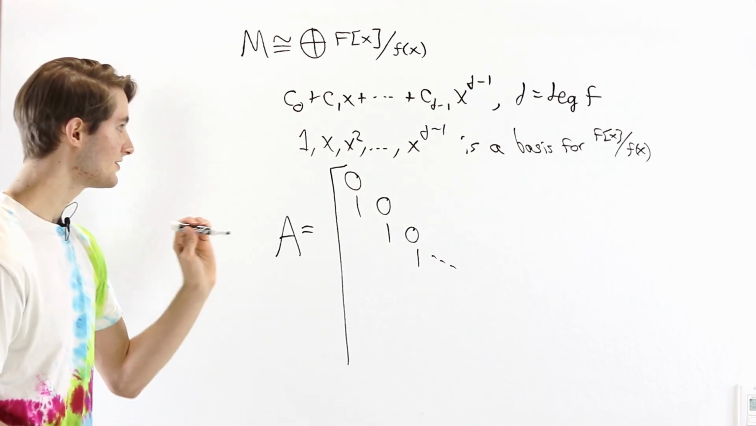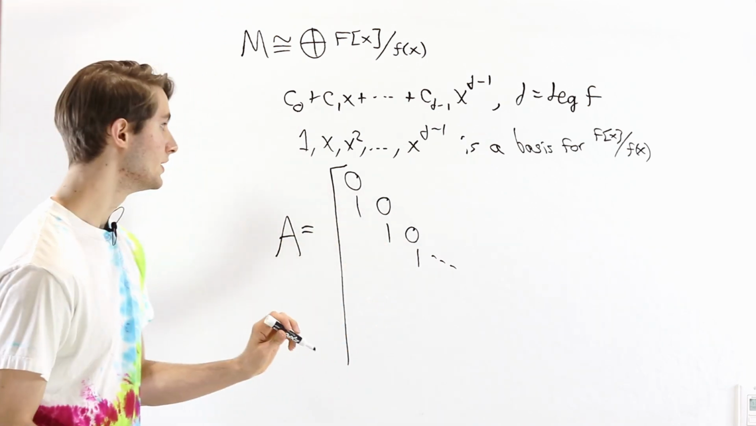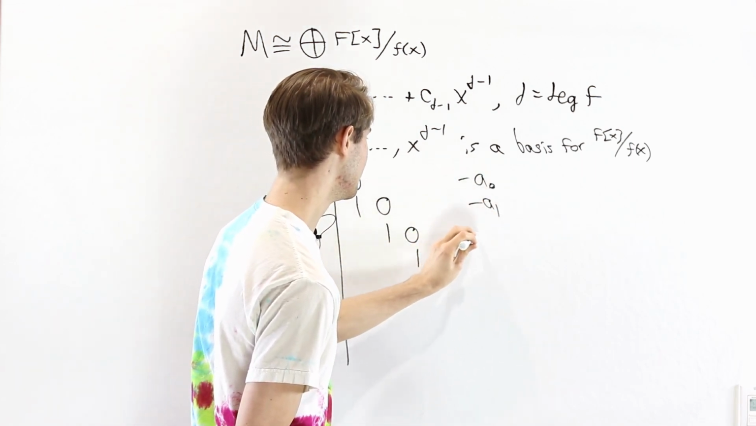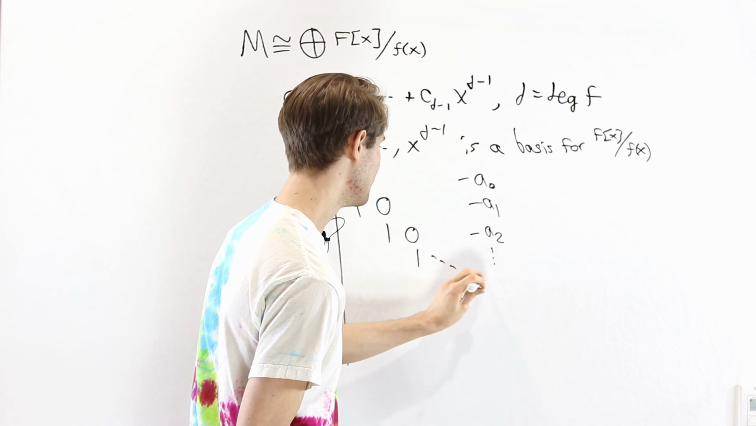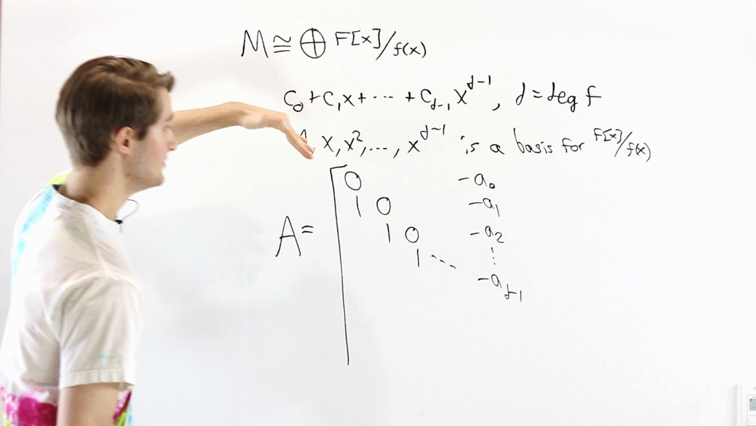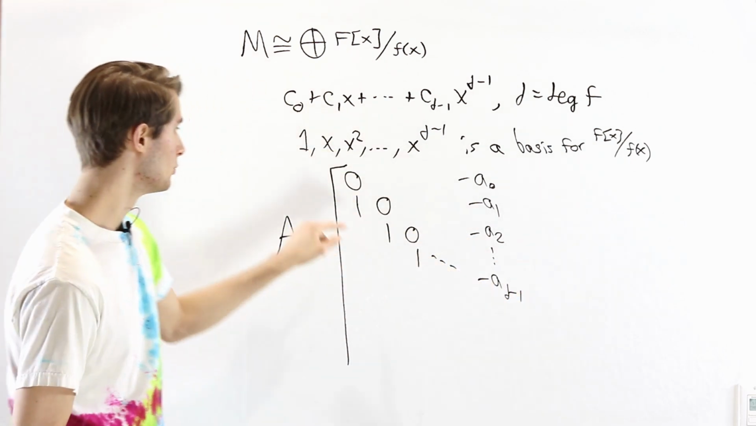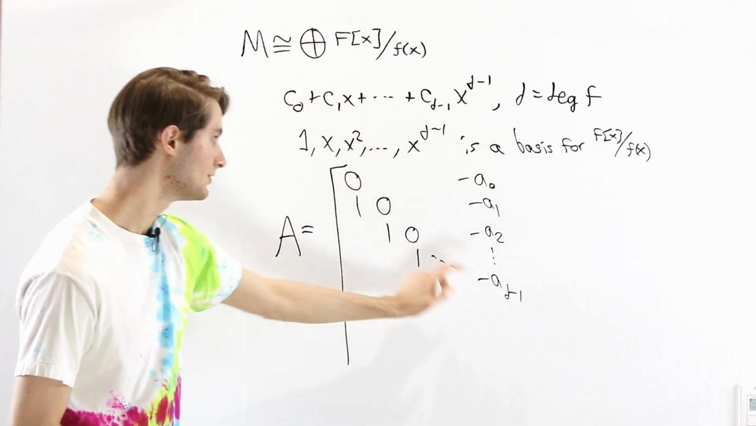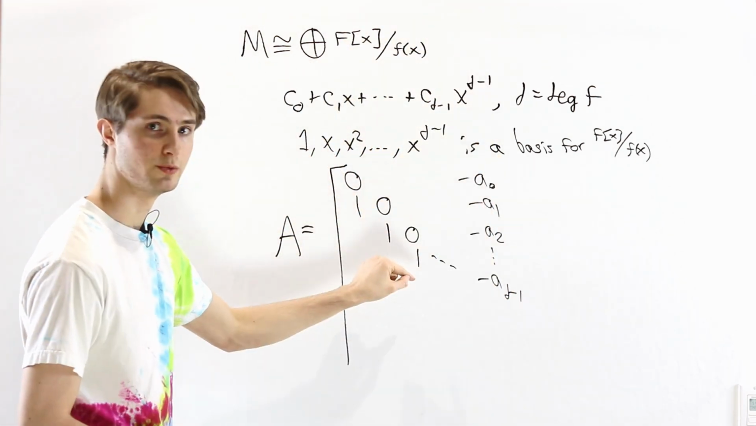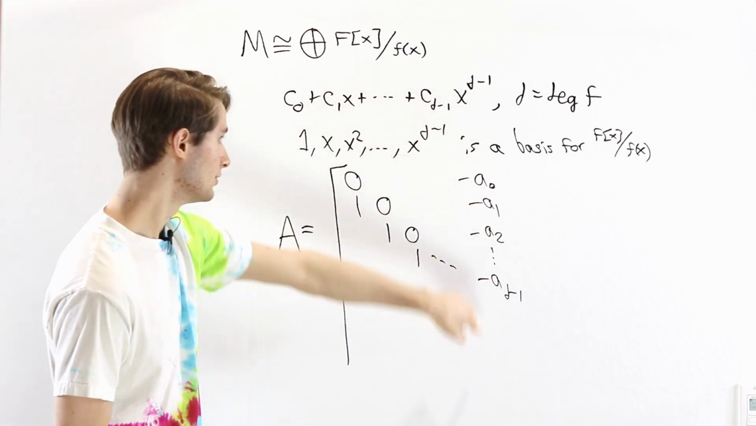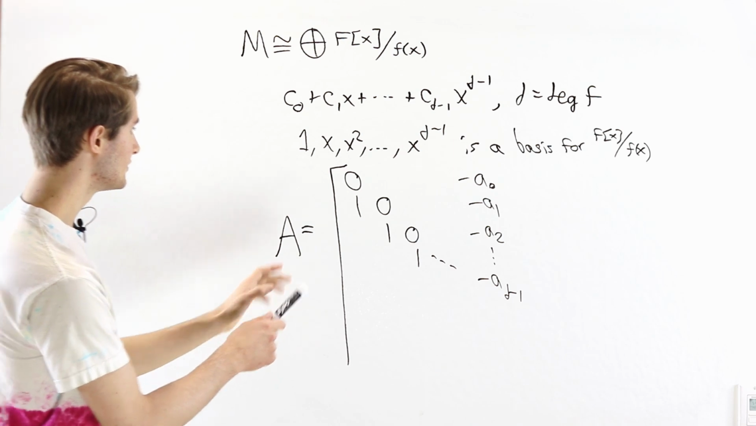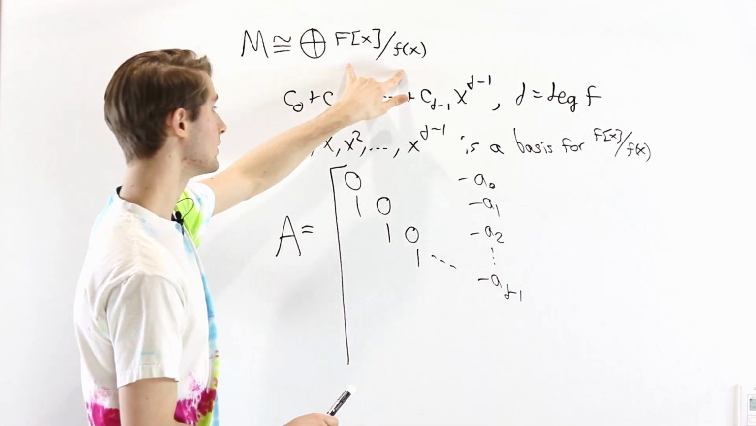And for the very last vector, instead of a 0, 1, we're going to get negative a0, negative a1, negative a2, ... negative a d minus 1. So in this block, we have zeros along the diagonal, we have ones below the diagonal, and then in the very last column, instead of this 0, 1, 0, 1 pattern, we have all of the coefficients of f of x, except they're negative.